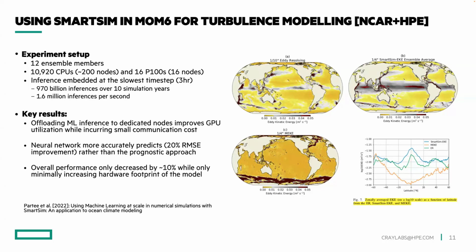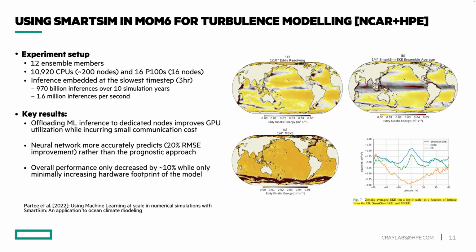We ran inference, so we ran the inputs through the AI at each time step, but MOM6 has 3 different time steps, so 3 different time resolutions, and we ran it at the slowest time step, which is triggered every 3 hours of simulated time, which is, I think, 0.1 seconds in real time.